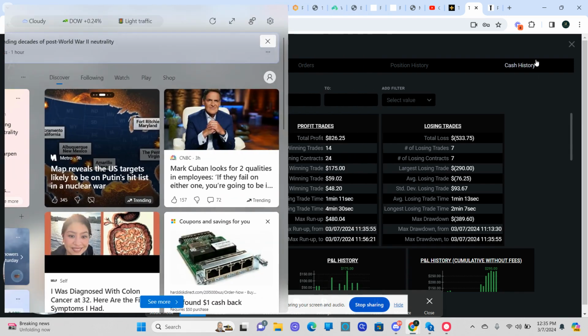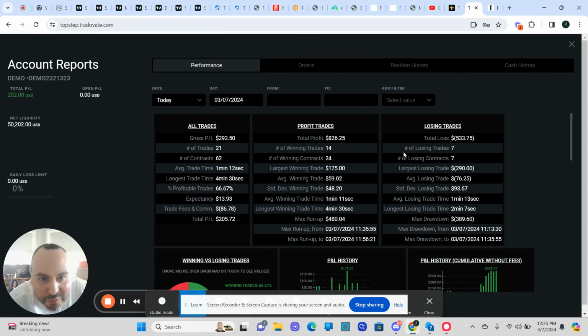So what else? What else do I want to show you here? So yeah, as you can see here, gross profits, $292 minus all the fees. Again, I would never take all that. You can see it's a ton of fees. You never want to pay that. A third of your profits in fees, right?